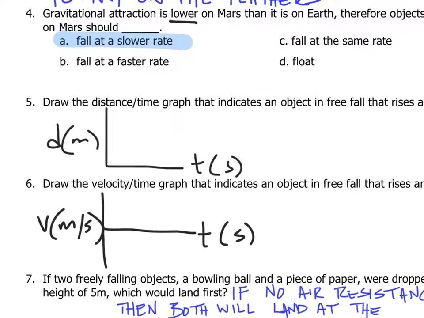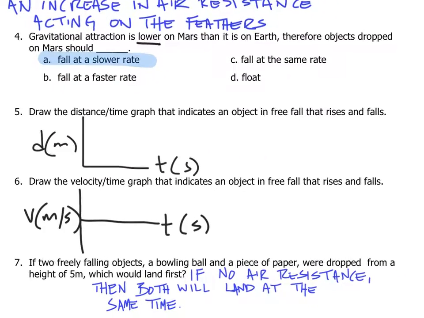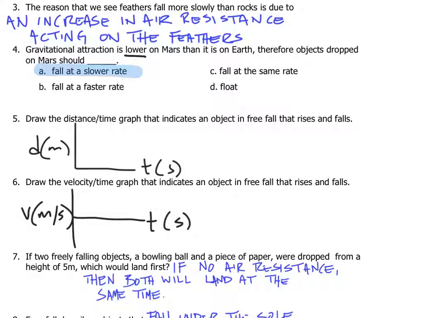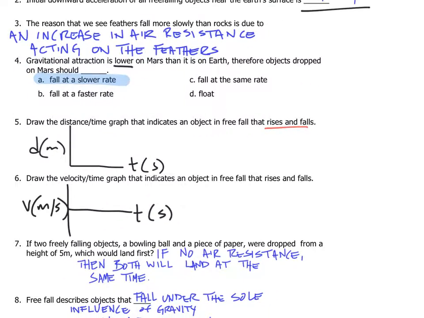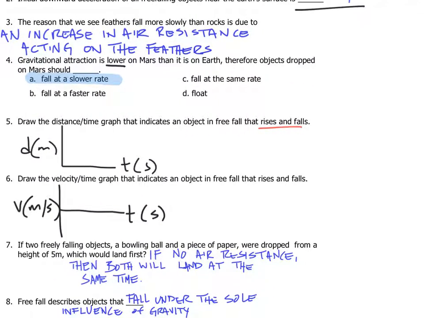If I look down here at number 5, it's asking me to draw the distance time graph, and number 6 says the velocity time graph, and I've already set those up for you. And it's referring to objects that rise and fall. So just to kind of give you a diagram of what that looks like, if this is my object and it gets thrown up into the air and it's going to come back down.